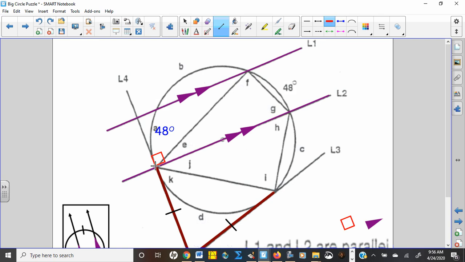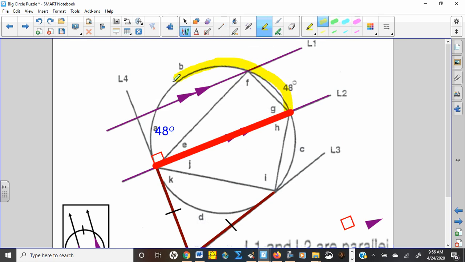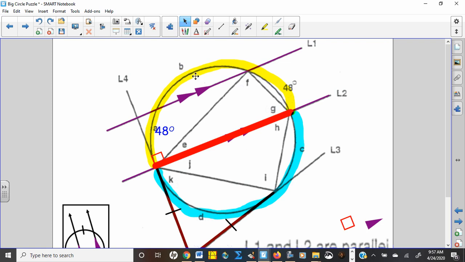Here's another huge thing that I hope you noticed. They gave us one and only one diameter. That is a very helpful piece of information because it divided us into two semicircles. Diameters are helpful because they divide us into two semicircles. So there's semicircle 1 and semicircle 2. So if the yellow arc is 180 degrees, then B is 180 subtract 48. So we can get B very quickly that way. We also know that the blue arc is 180, but we'll get down to that one in a second.